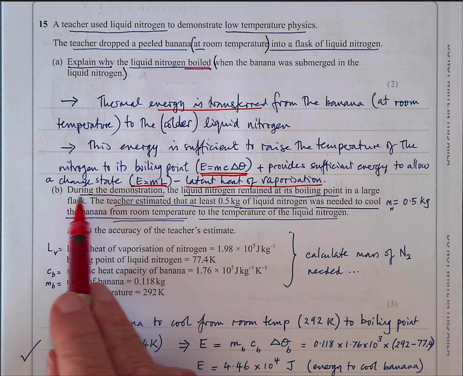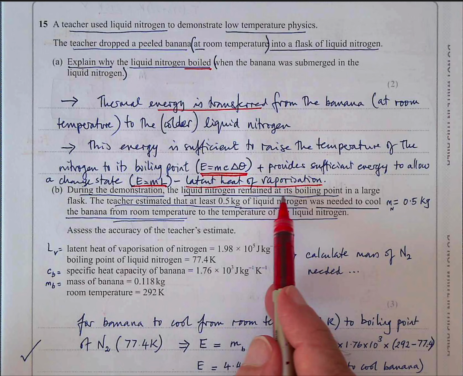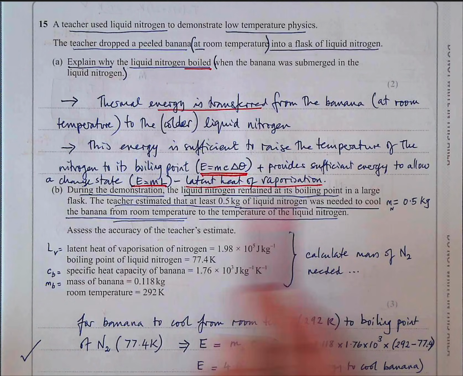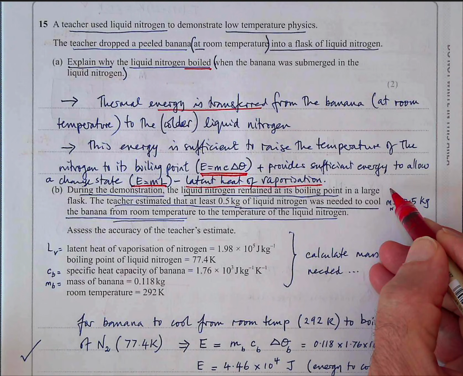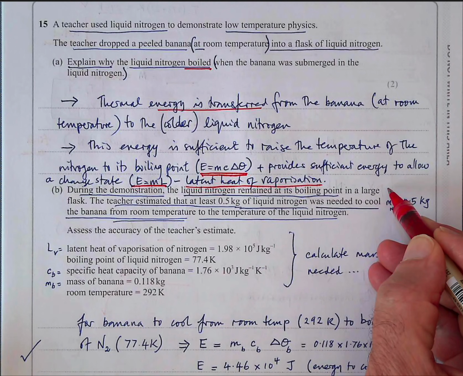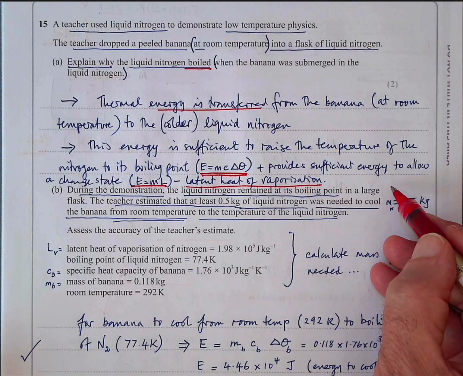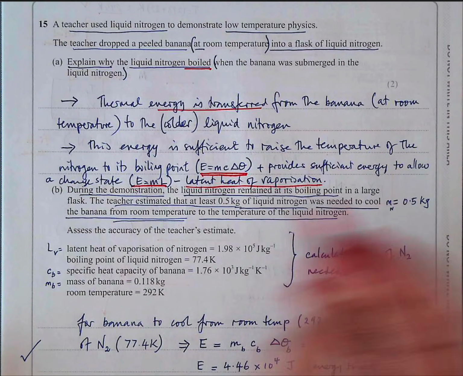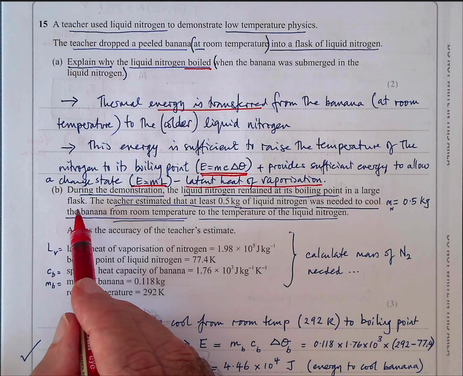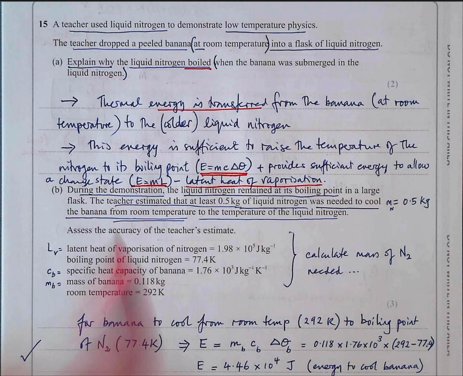Part B, during the demonstration, the liquid nitrogen remained at its boiling point in a large flask, so it didn't go beyond the boiling point. That means after it was changing state, it didn't have energy to then go to a higher temperature once it's reached a gaseous state. So it stays in the transition. So all the energy goes to breaking the bonds.